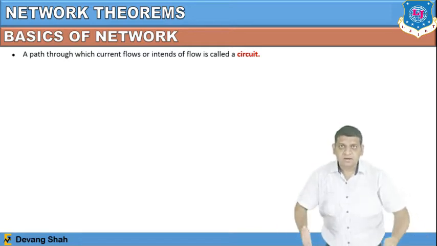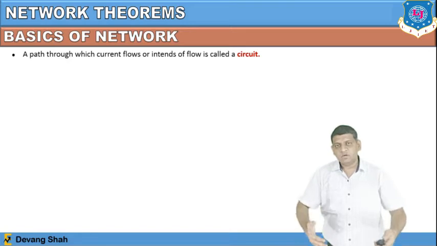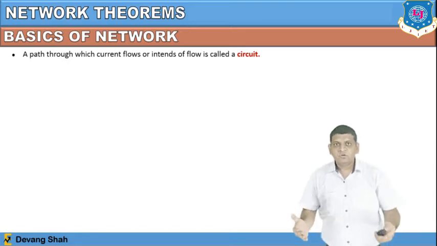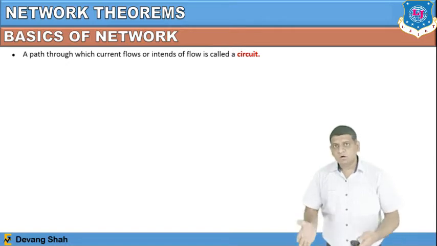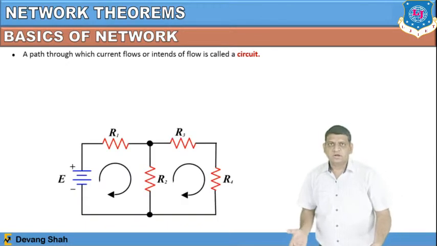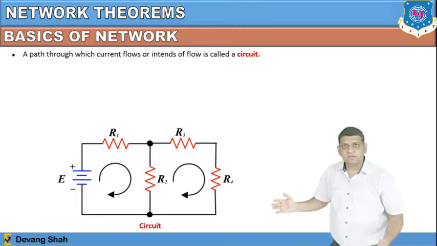A network can be considered as a circuit, and we look at the different parts of the circuit. So what is the circuit itself? A path through which the current flows or intends to flow is defined as a circuit. Current must follow a closed path. That is called the circuit. You can see an example of a circuit here.